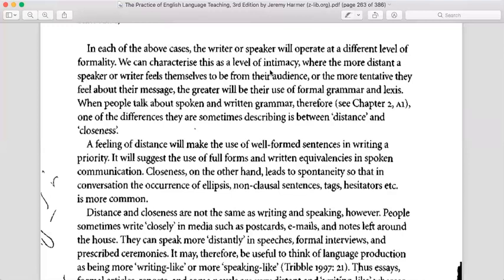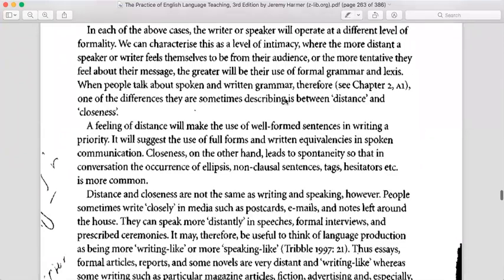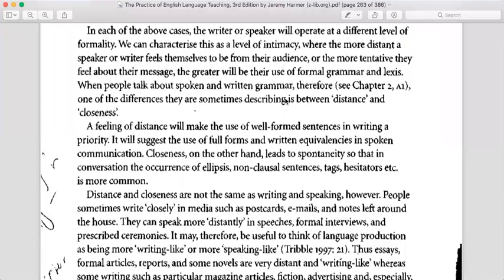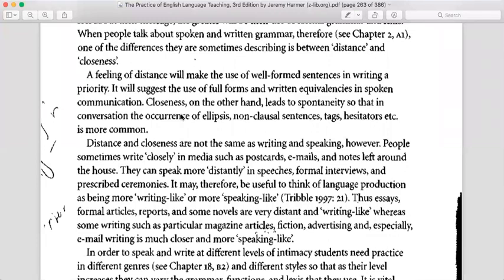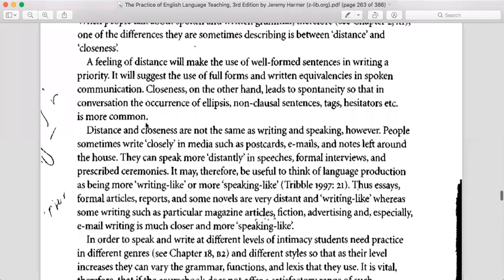And that really depends on your level of intimacy, how close or how distant you are to the person you are speaking to or writing to. Okay, you're more formal with strangers and you're less formal with your friends or people that you already know or are acquainted with. So a feeling of distance will make the use of well-formed sentences in writing a priority. Okay, so you make a draft and you reread it when you are preparing for a discourse which is formal.